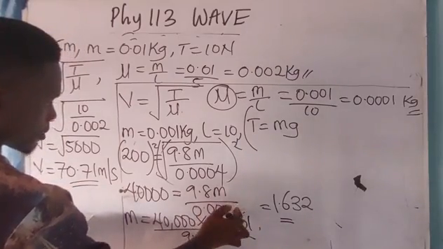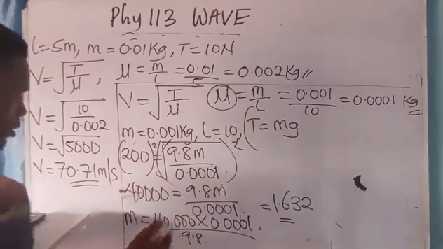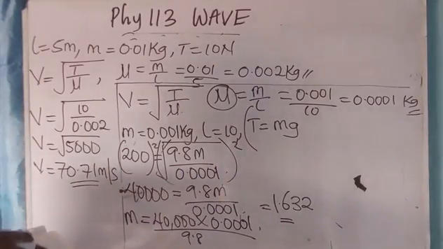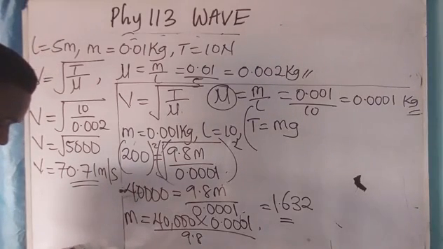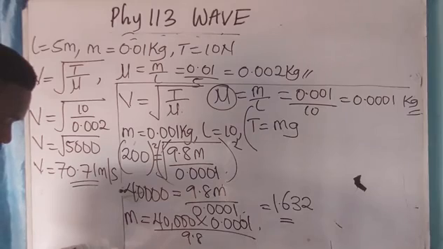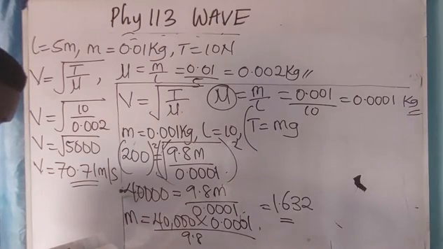Good mathematics. So because of one little mistake, all right, let's do it again, please. So 40,000 times 0.0001 equals 4. So 4 divided by 9.8.